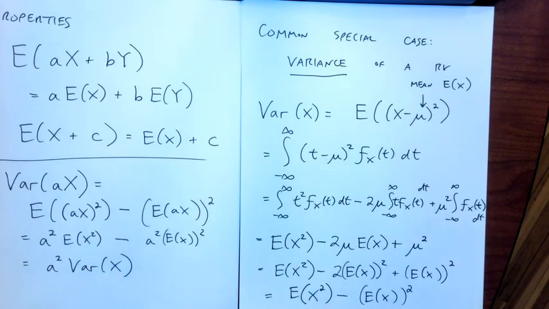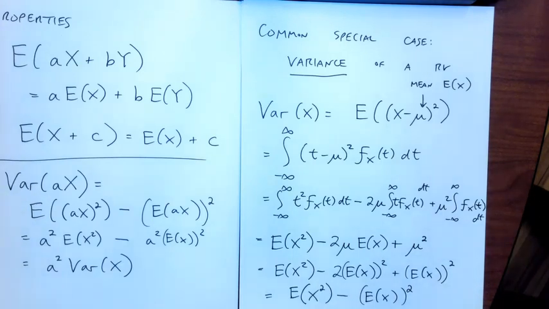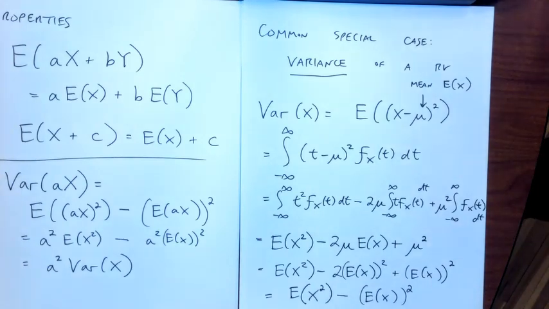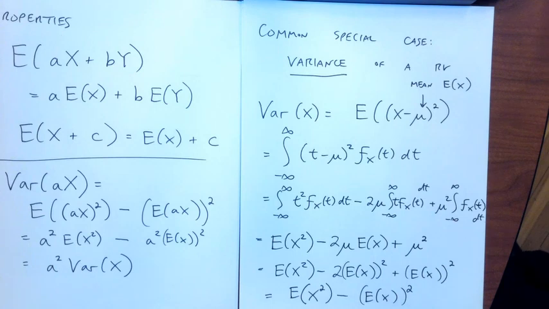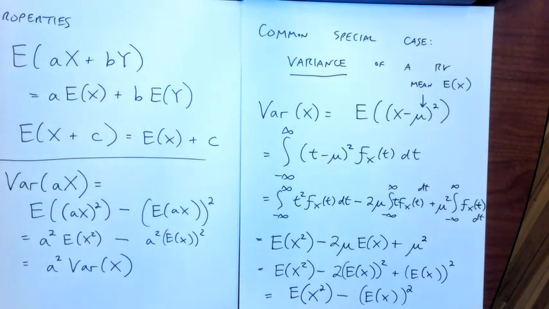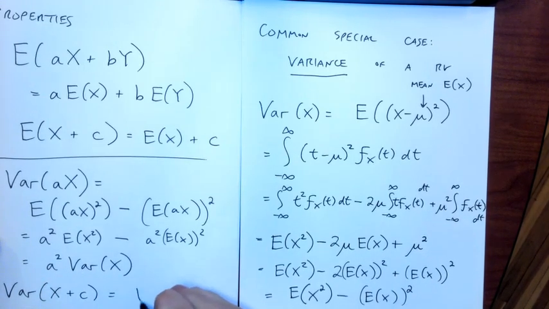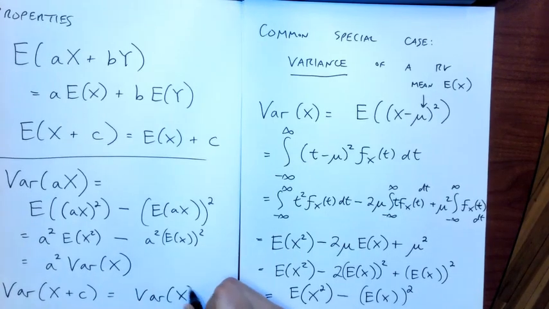So this may be useful on the homework and in other stuff too, right? You don't have to necessarily crank through the variance. If I see the variance of something I already know multiplied by a constant, I can just take that constant out and square it. And in a similar way, the variance of some random variable plus some constant is just the same as the variance of the original random variable, right?